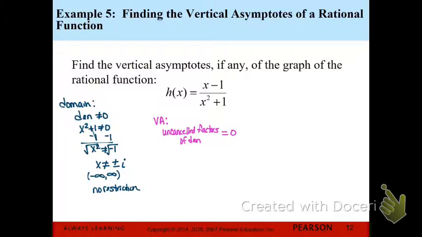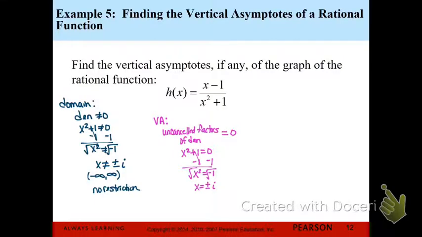Does anything cancel? Can you cancel your x's or your 1's? No, they're superglued together. Very good. All right, so I don't have any canceled factors. So just the x squared plus 1 equals 0. We said we can't factor it, so we're going to have to just solve it. We already did this, didn't we? Except we have an equal to this time. So I find that x will equal plus or minus i.